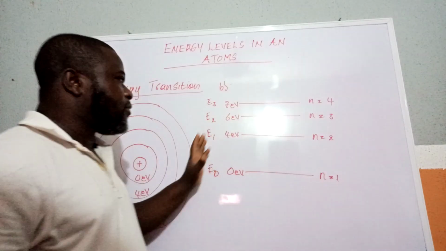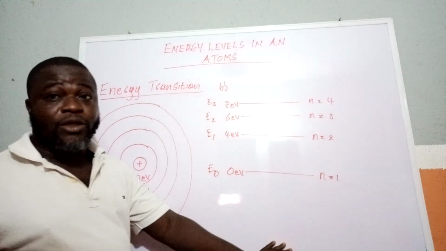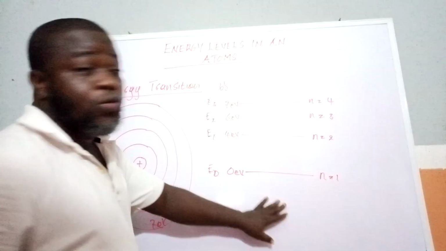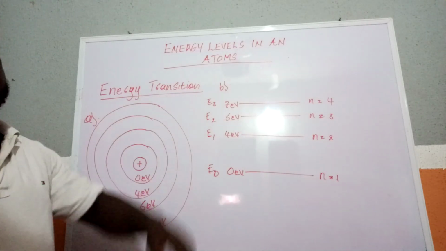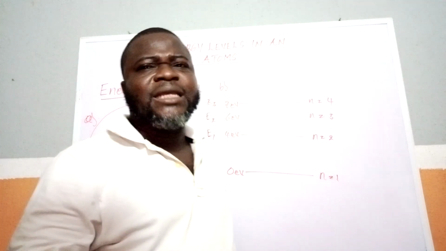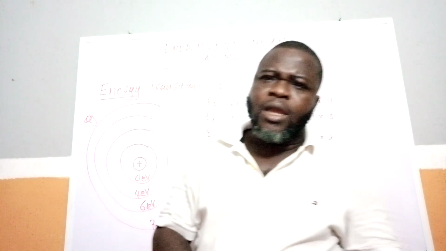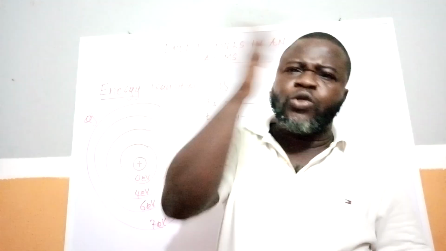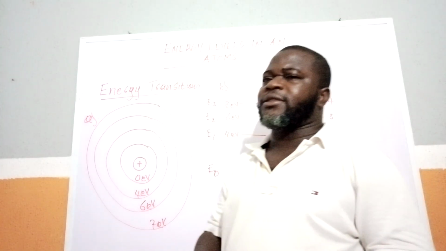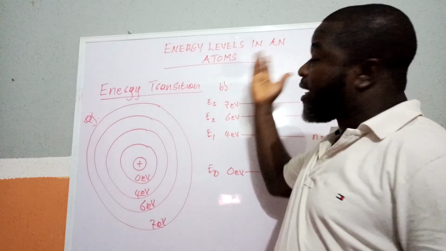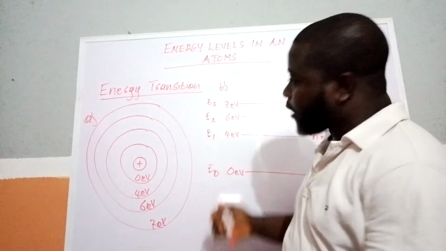Now look at the board. I call this energy transition. It is what we just discussed in the last class, before talking about this: the energy level in an atom.